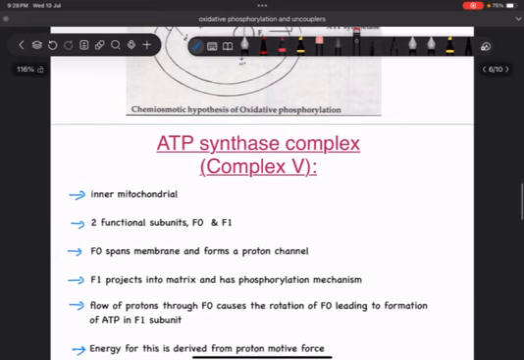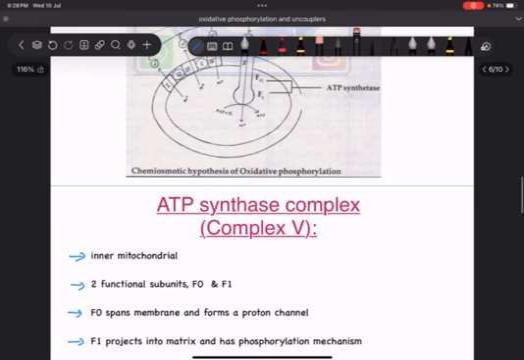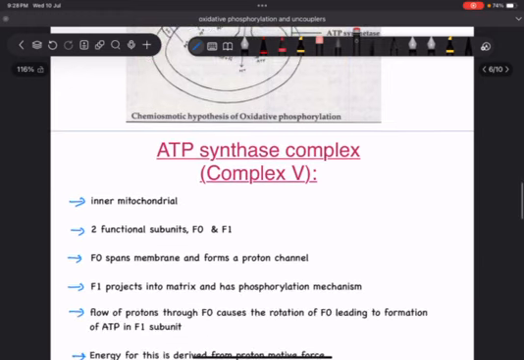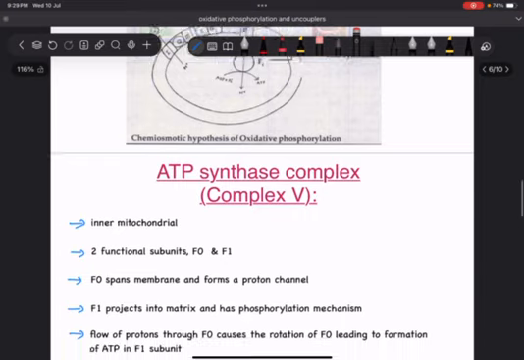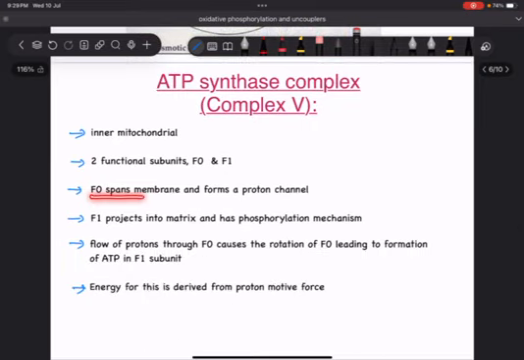So it forms the proton channel. And the F1 helps in phosphorylation, and it projects into the matrix from the inner mitochondrial membrane. So F0 spans the membrane and forms the proton channel. F1 projects into the matrix and carries out the phosphorylation mechanism.